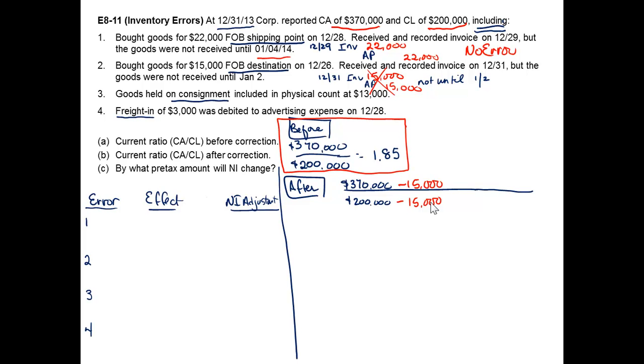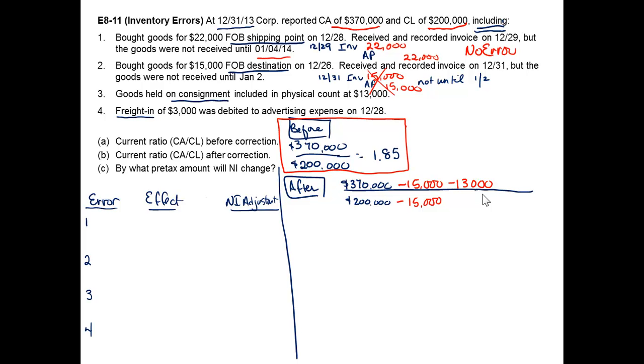Number 3, goods held on consignment were included in the physical count. Well, consigned goods are not ours, so they should not be included in the physical count, so we need to back those out of current assets in inventory.